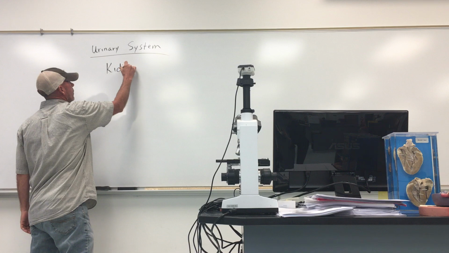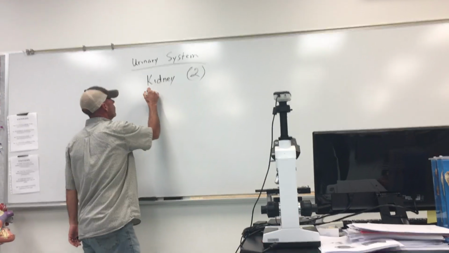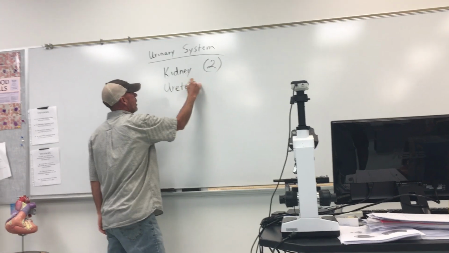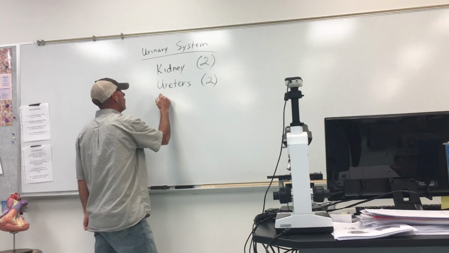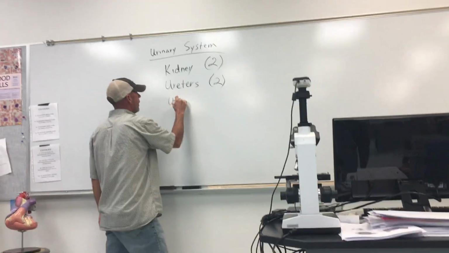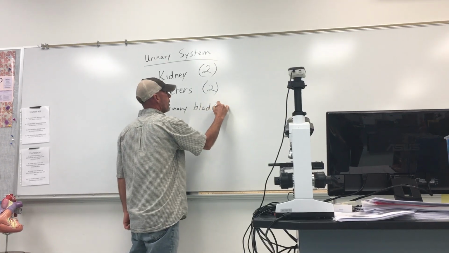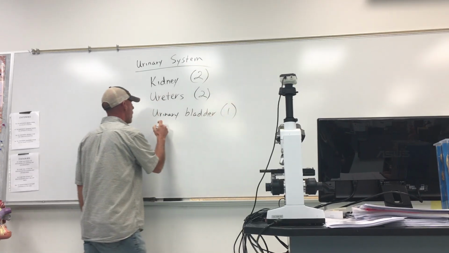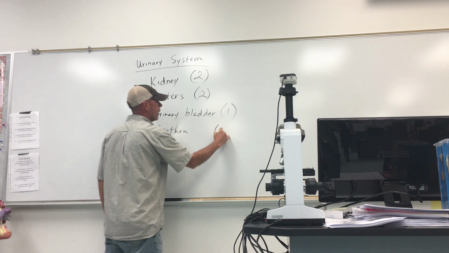We have kidneys, which we have two of. We have two ureters. And the ureters are the tubes that carry it down. We have one urinary bladder. And we have urethra. And we have one of those.